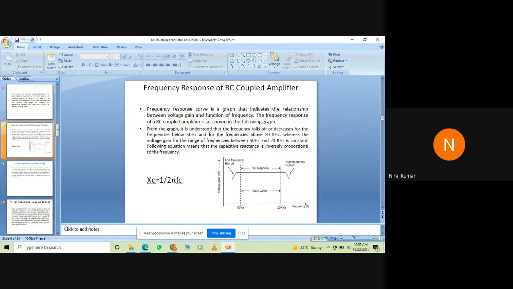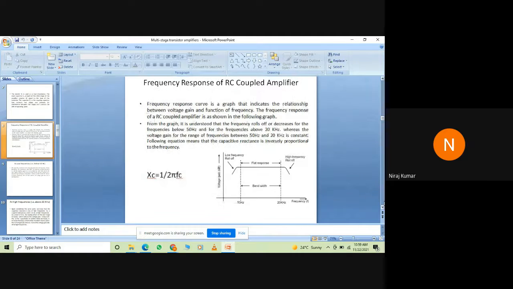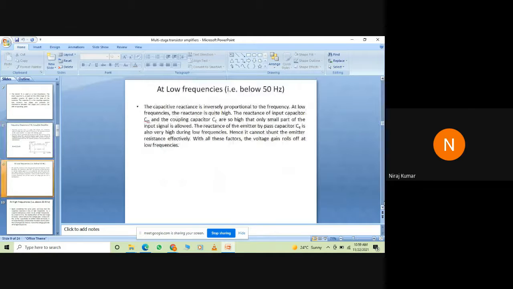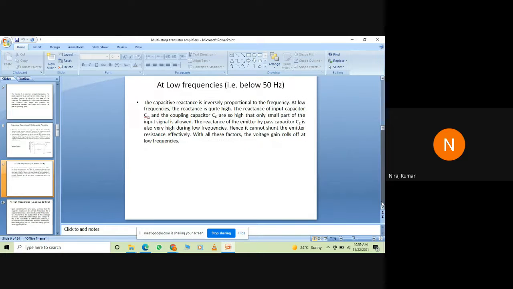So here XC equals 1 upon 2 pi FC. This equation means that capacitive reactance is inversely proportional to the frequency. At the lower frequencies, below 50 Hz, the reactance of the emitter bypass capacitor CE is very high. Hence, it cannot shunt the emitter resistance effectively. Because of all these factors, the voltage gain rolls off at low frequencies.